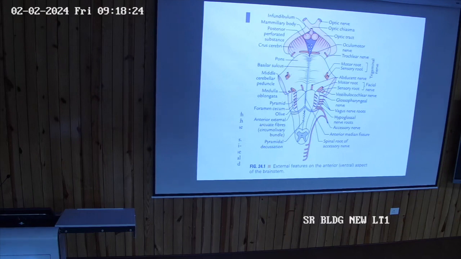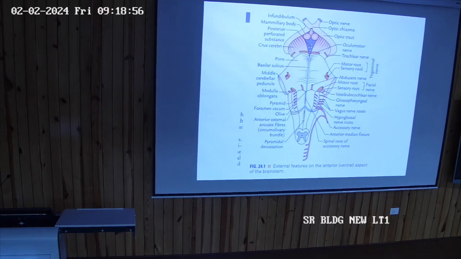So this sulcus is called the posterolateral sulcus. I have talked about two sulci. One is the anterolateral sulcus, another is the posterolateral sulcus. The nerve which comes out through the anterolateral sulcus is the hypoglossal nerve, that is this one. And from the posterolateral sulcus, as you discussed yesterday, three nerves come out.